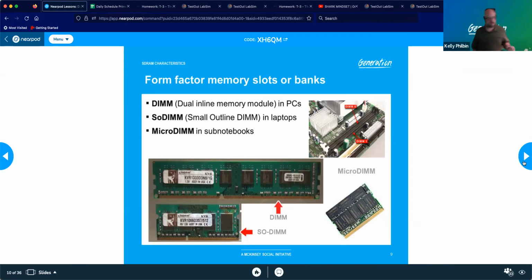So the three main ones that we want to keep in mind is we have our DIMMs, which is our dual inline memory modules. Those go in your standard PCs, desktops, towers, what have you. And then you have your SODIMM, which the SO stands for small outline. And this goes into your all-in-ones, laptops, notebooks, netbooks, things like that. And then when you start getting down into tablets, you generally are operating with what are called micro DIMMs, which you have right over here.